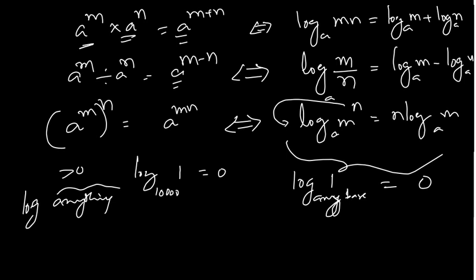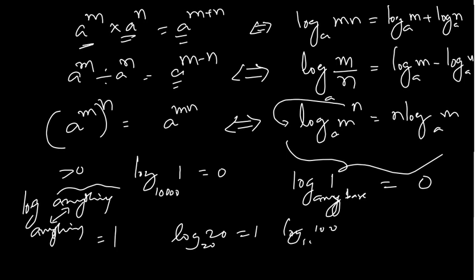So log of anything to the base of anything, where both are the same. For example, if both are the same, the answer is 1. Log 20 to the base 20 equals 1. Log 100 to the base 100 equals 1. Log x to the base x equals 1, whatever the x value. So we understood when the 0 will come and when the 1 will come. Negatives also will come, but there is no log of negative.